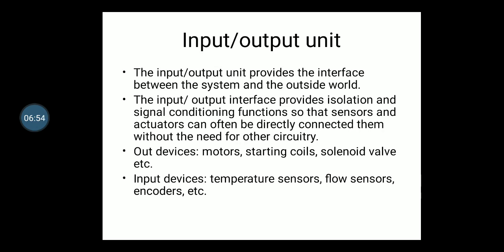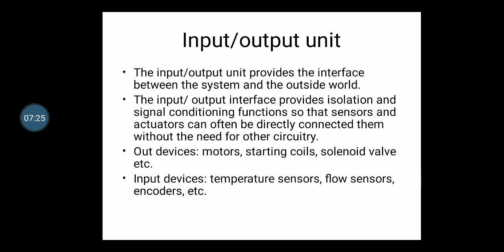So the input and output unit provides the interface between the system and the outside world, right? This is the communication between the system and the outside world. The input and output interface provides isolation and the signal conditioning function so that the sensors and actuators can often be directly connected to them without the need for other circuitry, right?